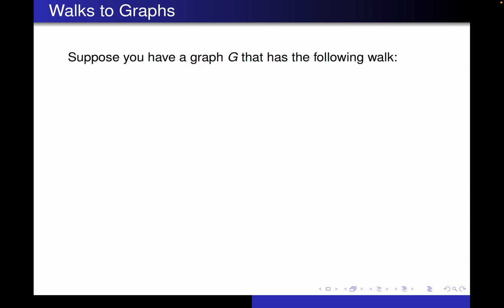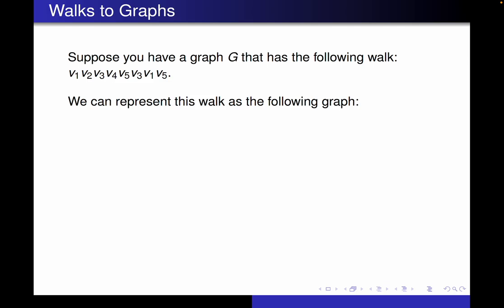So suppose you have a graph that has the following walk. It starts at V1, goes to V2, V3, V4, V5, back to V3, back to V1, and then to V5. Now this may not be all the vertices in the graph, but this is a walk within the graph. How might you represent this walk as a graph?